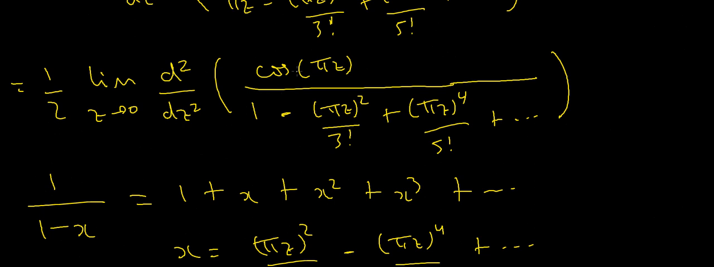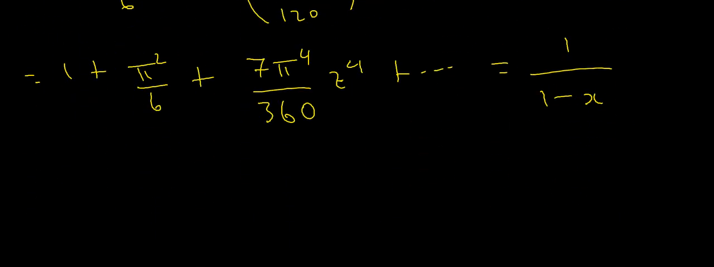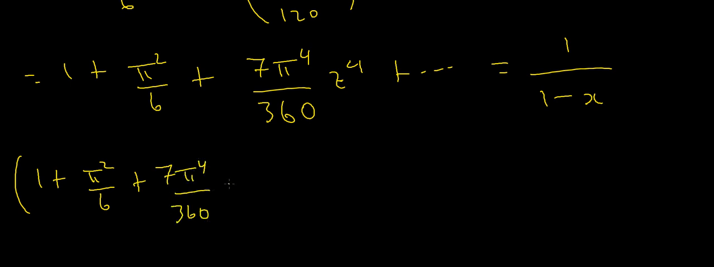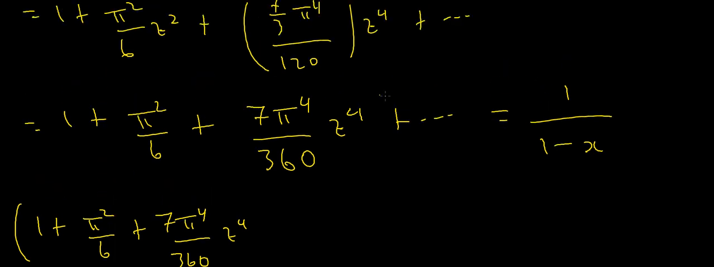Now I just need to deal with the cosine. So I need to multiply this series I've just found by cosine. So I need to calculate basically 1 plus pi squared over 6 plus 7 pi to the 4 over 360 z to the 4. I think I'm missing some z squared terms. Yeah, so I forgot to write z squared here.